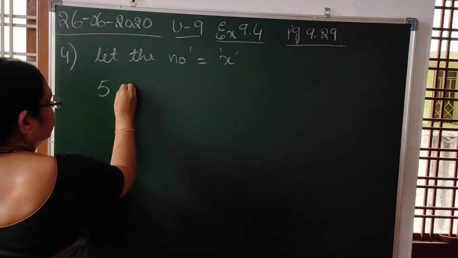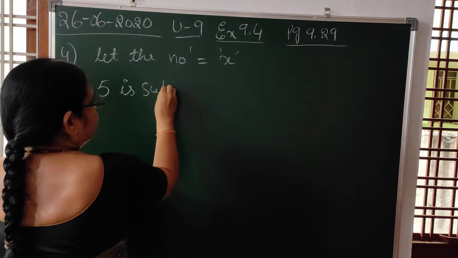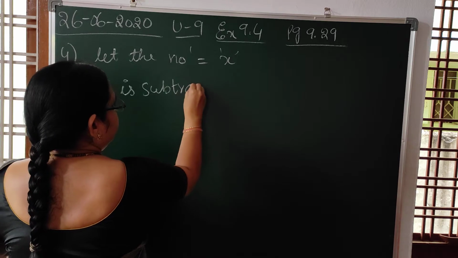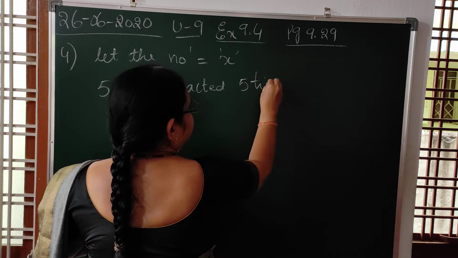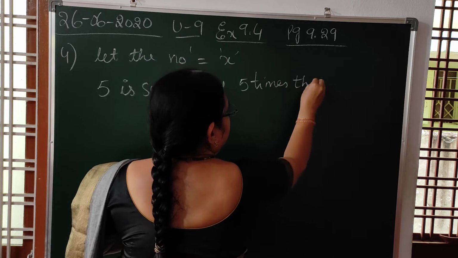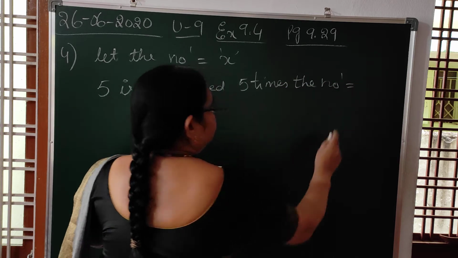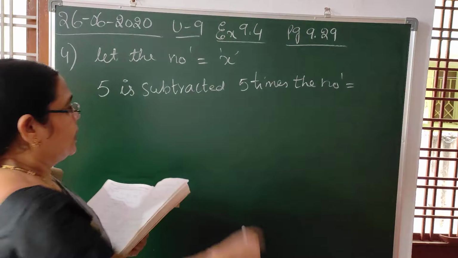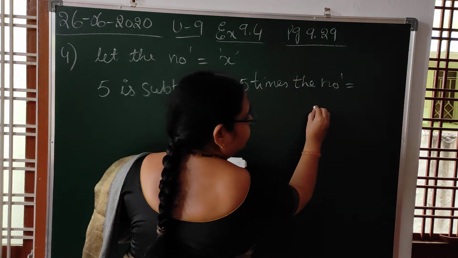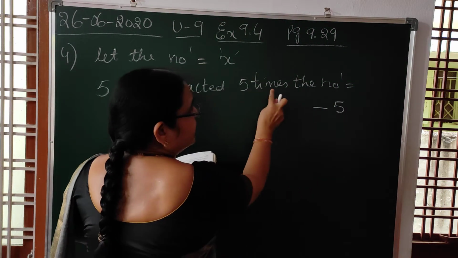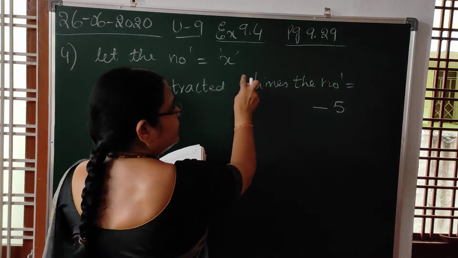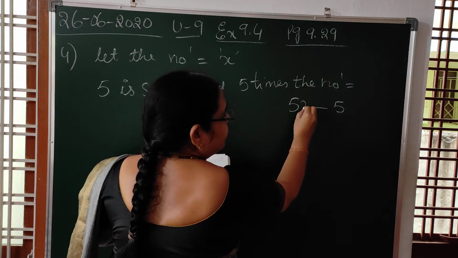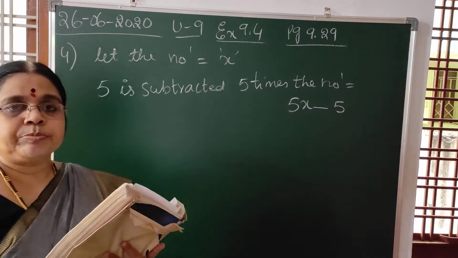So 5 is subtracted from 5 times the number. We are going to subtract 5 from what? 5 times the number. What is the number we have chosen? x. 5 times the number becomes 5x, minus 5.